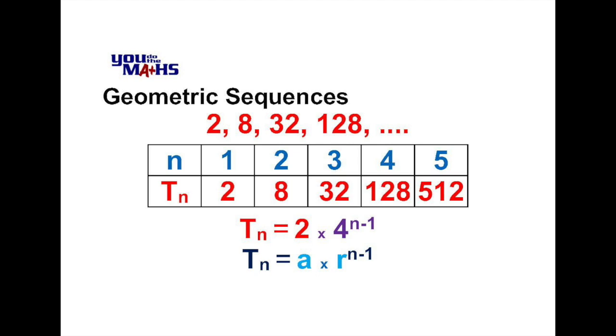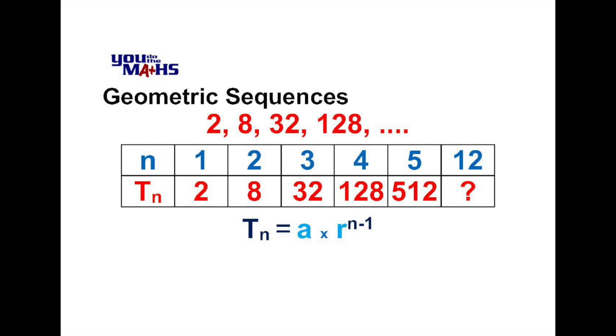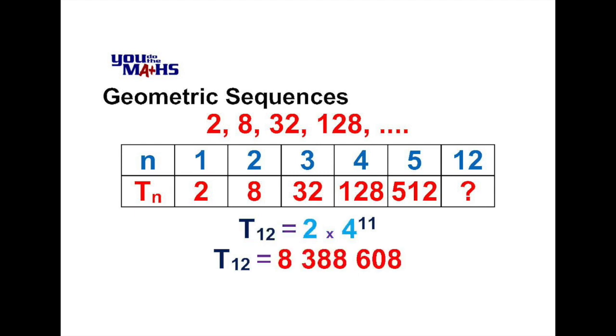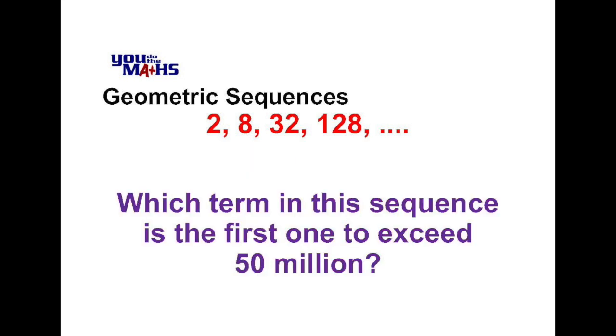So let's have a look at how we use this rule to find any term in the sequence. In this case, we want to find the 12th term. So we substitute our numbers into the rule. In this case, a is representing the first term, which is 2, and r, the common ratio, is what we multiply by each time, so in this case it's 4. And because we want the 12th term, n minus 1 will become 12 minus 1, or 11. So multiplying this out, we get an answer of 8,388,608.